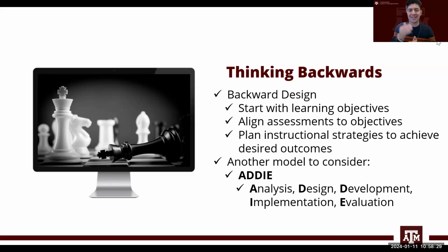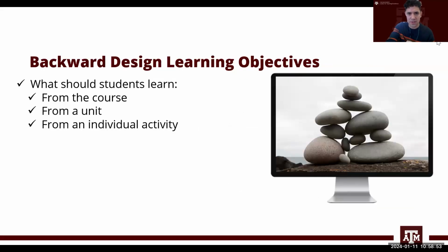Finally, after you've done that alignment, then you can start picking all these cool instructional strategies. How am I going to help students achieve these learning outcomes? How am I going to help students succeed in these assessments? So that is backward designing. This is how you can start designing your course in a way that helps students. Another model you can consider is the ADDIE model. We're not really going to go into much detail on that today.